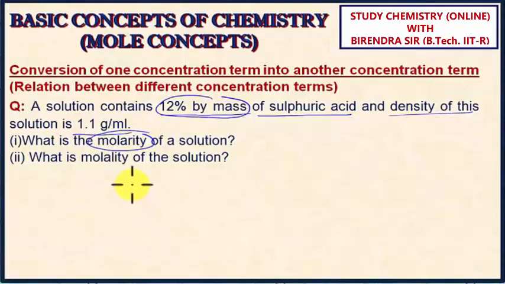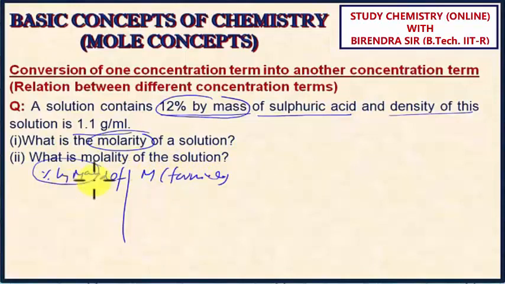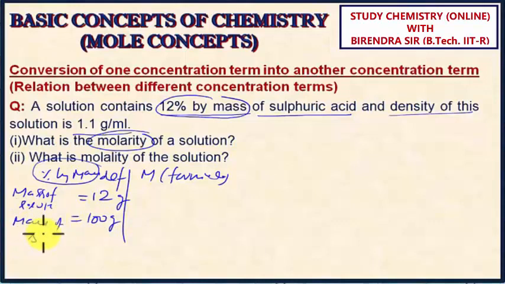So quickly, what will you do? Draw a vertical line. On the left hand side, you will write percentage by mass because percentage by mass is given, and for that you have to use the definition. On the right hand side, what will you write? Molarity. For that you will use the formula. Percentage by mass, what is the definition? Percentage by mass is given as 12. So 12 is what? Mass of solute in grams present in 100 gram mass of solution.